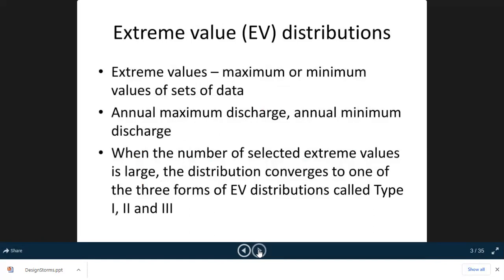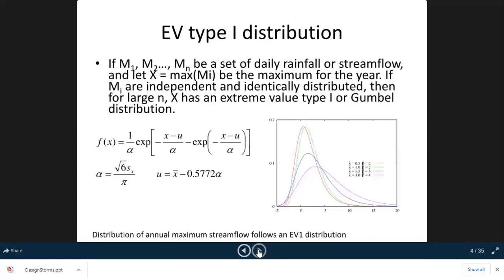Now, extreme value EV distributions. Extreme values are maximum or minimum values of sets of data, such as annual maximum discharge and annual minimum discharge. When the number of selected extreme values is large, the distribution converges to one of the three forms of EV distributions, called type 1, 2, and 3.